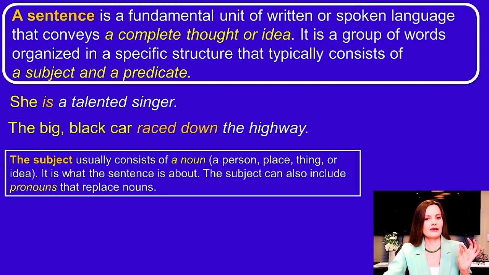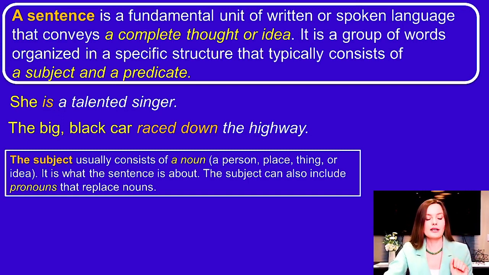So let's clarify what the subject is. The subject usually consists of a noun. A noun is a person, place, thing, or idea. It is what the sentence is about. The subject can also include pronouns that replace nouns.